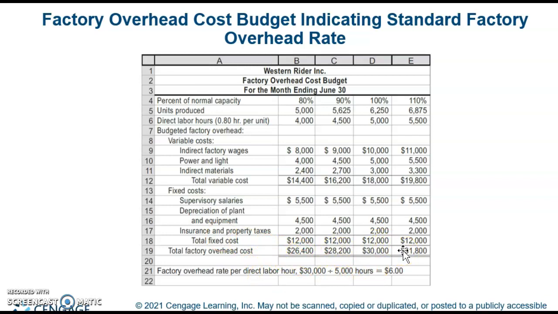Then we want to figure out what our rate is. So we can say our rate is $30,000 because we're doing this at 100%, divided by our direct labor hours, 5,000, and that tells us our rate. If you remember your overhead rate from the previous chapter, it was estimated overhead divided by your estimated base, and that's why we're dividing by this estimated base right here.